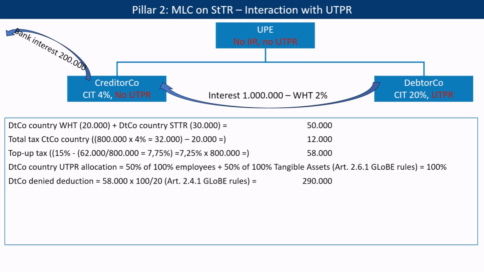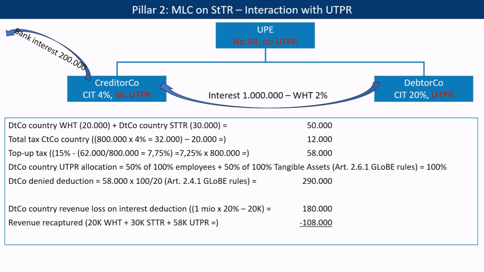Now, if we look at the total picture, if there was no UTPR and no STTR, then debtor-co country would have allowed a deduction of 1 million times 20%, that's 200,000. It would have recuperated 20,000 in withholding tax, so it would have lost 180,000 in revenue. But now it gets 20 in withholding tax, 30 in STTR, and 58 in UTPR, which comes to 108,000, right? So it is 72,000 better off than it would have been without STTR and UTPR.